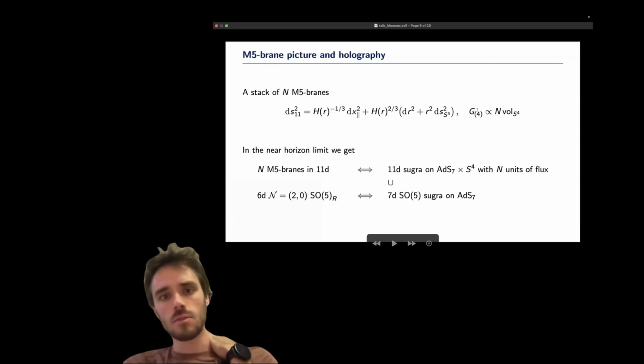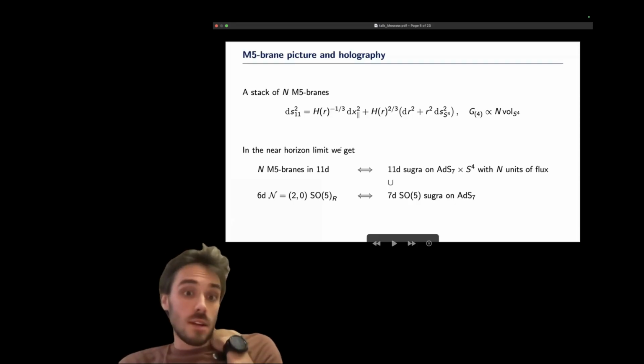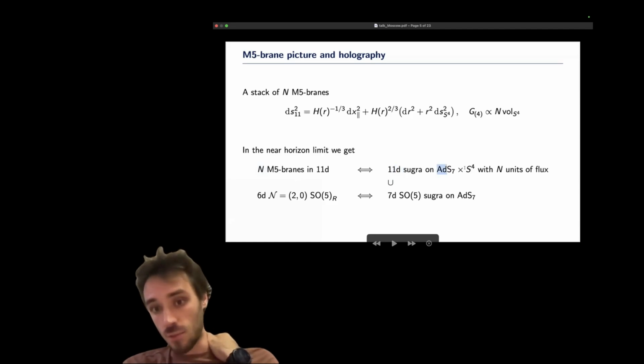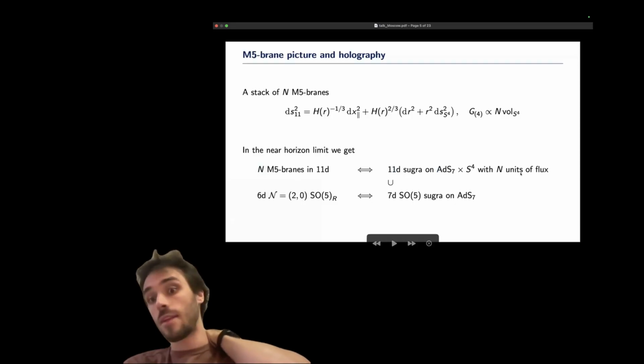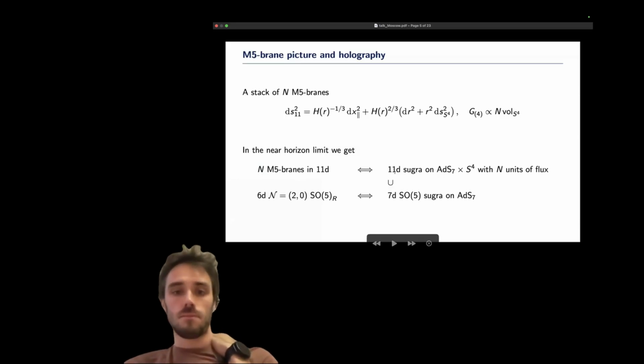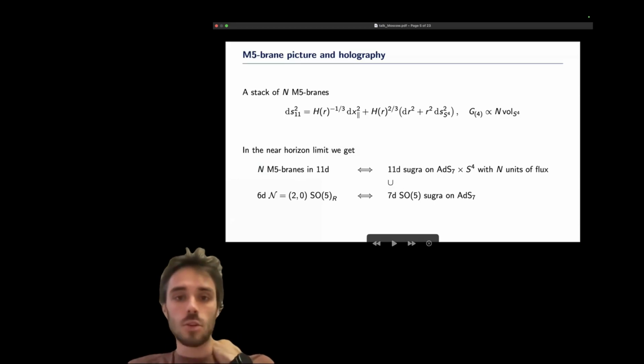You write down this background, and you take the near horizon limit. In the near horizon limit, your stack of n M5s is equivalent to 11D supergravity on AdS7 times S4, with n units of flux. But we just showed that the 7D supergravity that I introduced is a consistent sector of this 11D theory. So here now, this is your AdS-CFT setup.